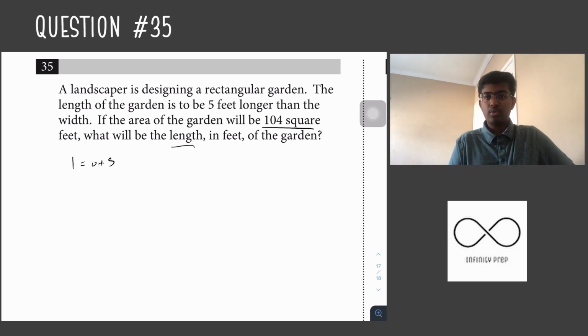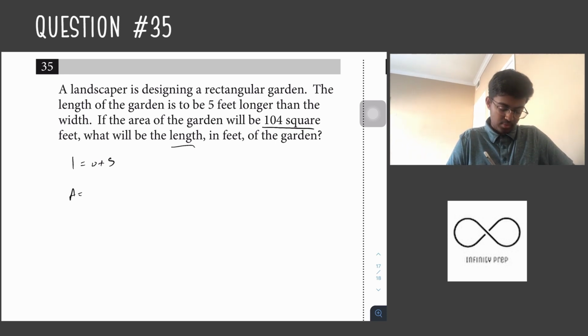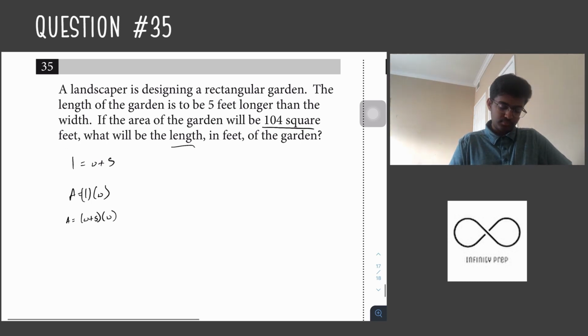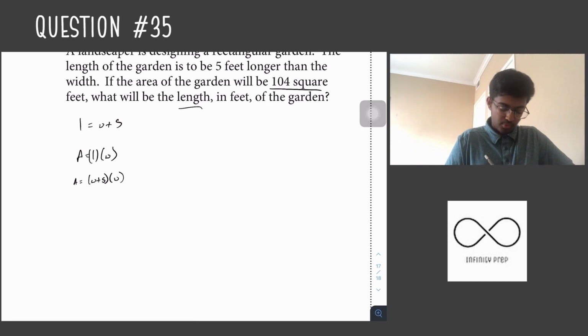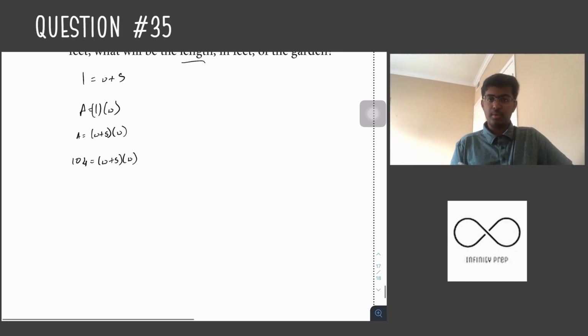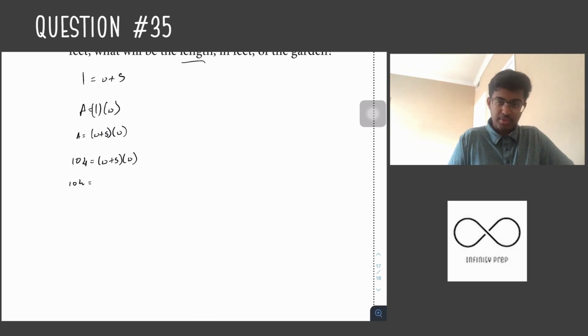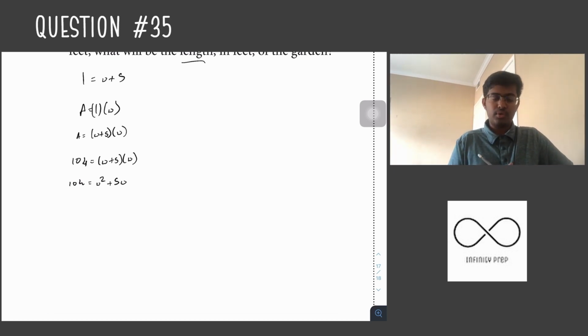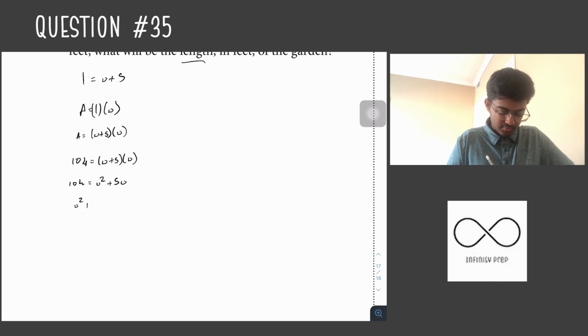The area is calculated by multiplying the length times the width. And when we substitute w plus 5 into length, it would be area is equal to w plus 5 times w. The area, it says, is 104 square feet, so 104 is equal to w plus 5 times w. All we need to do is solve for w, so 104 is equal to w times w plus 5, which is w squared plus 5w. And we need to move the 104 to the other side. And when we do that, we get w squared plus 5w minus 104 is equal to 0.